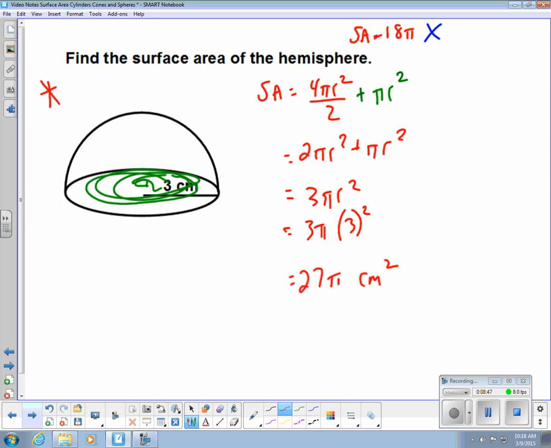So it's the hemisphere, which is this outside area part, plus the green area, which is a circle. Don't forget to add that other circle in there. You just got to remember you're painting all those surfaces, so you got to cover each and every surface, and it's the sum of all those surfaces.